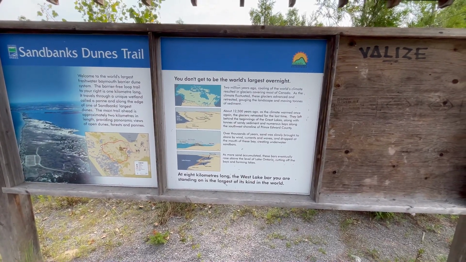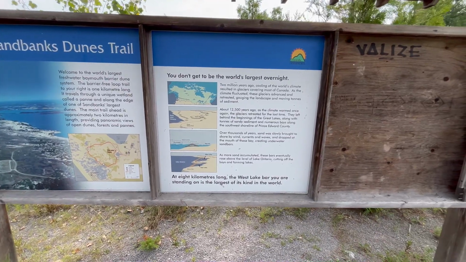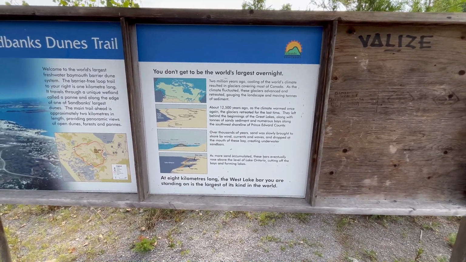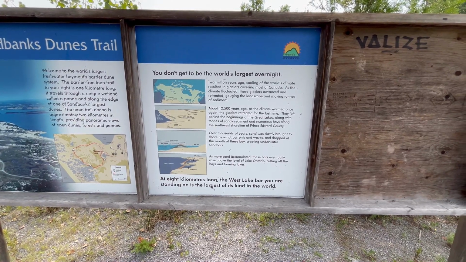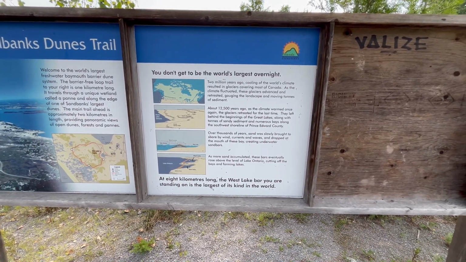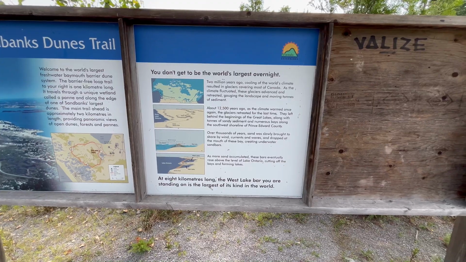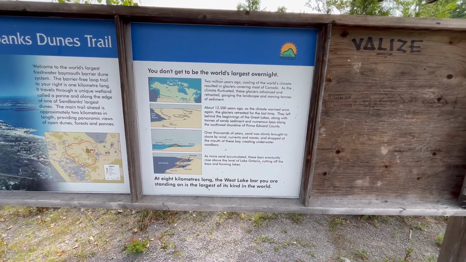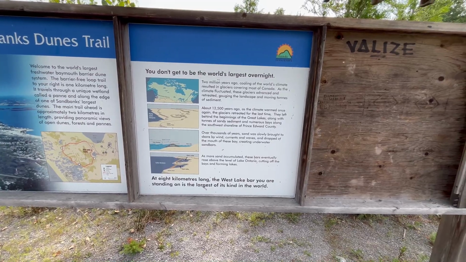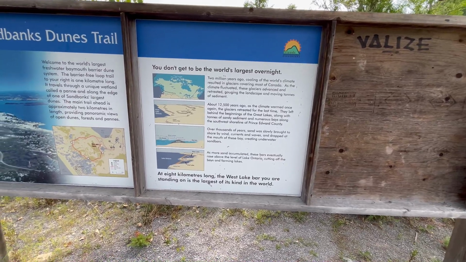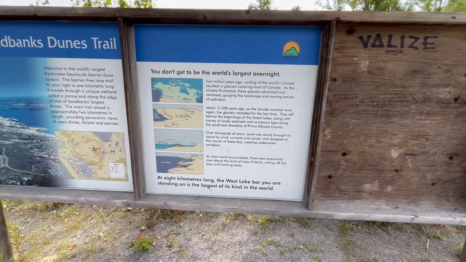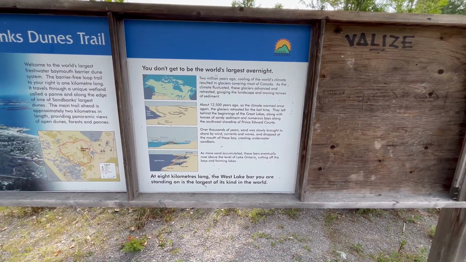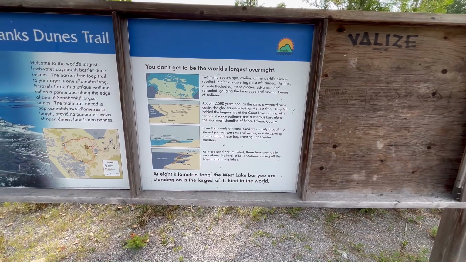2 million years ago, there was a bunch of glaciers and everything, covering most of Canada. And then about 12,500 years ago, as the climate warmed, the glaciers retreated for the last time, leaving the beginnings of the Great Lakes, along with tons of sandy sediment in numerous bays along the southwest shoreline of Prince Edward County. Over thousands of years, sand was slowly brought to shore by wind, currents, and waves, and dropped at the mouth of these bays, creating underwater sandbars.